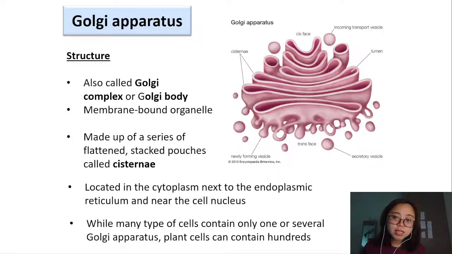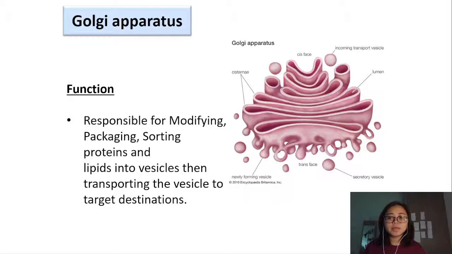They are also located in the cytoplasm, and usually you can find them next to the endoplasmic reticulum and near the cell nucleus. While many types of cells contain only one or several Golgi apparatus, plant cells can contain hundreds of these kinds of Golgi apparatus. Okay, so what is the function of this strange thing? The function of the Golgi apparatus is a little bit like a factory. Okay, kamu tengok dia punya fungsi lebih kurang macam kilang. Kita boleh umpamakan dia dengan kilang.